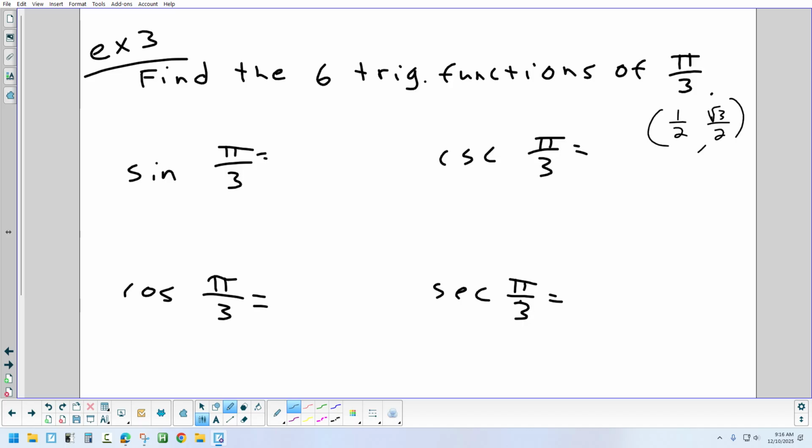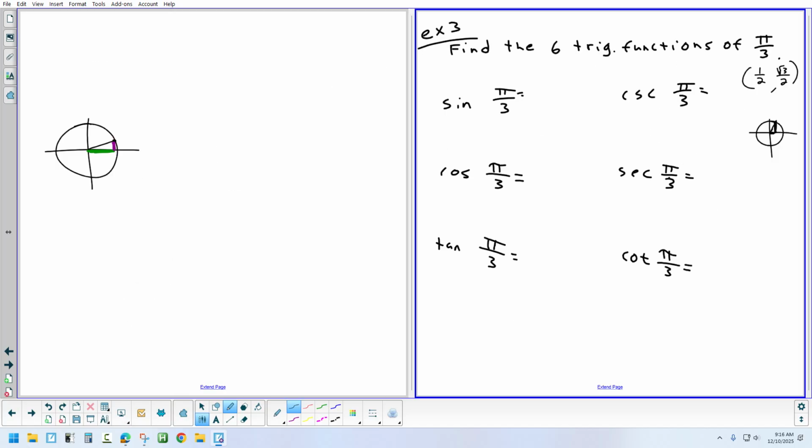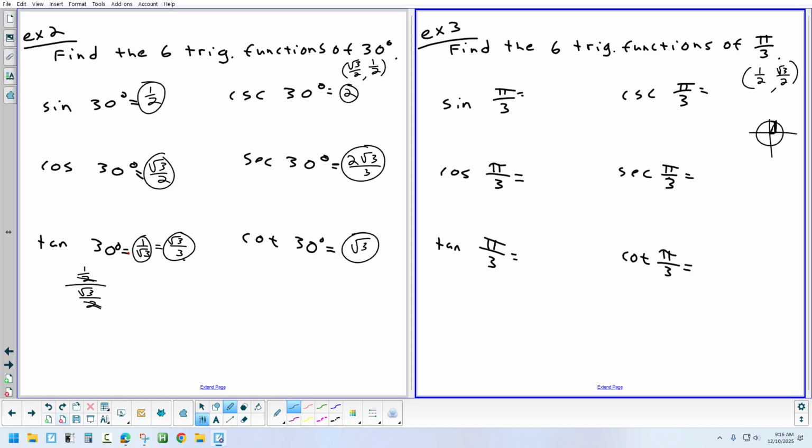Pi over 3 is 60 degrees. If you sketch a 60, that's going to be the version of the triangle that's standing taller, not laying down. 60's up here. That makes your short side the bottom, and it makes the height the tall side. So the 1/2 is on the x, and the root 3 over 2 is on the y. Okay, let's go through all our answers, and then I want to compare them to the ones we just got.